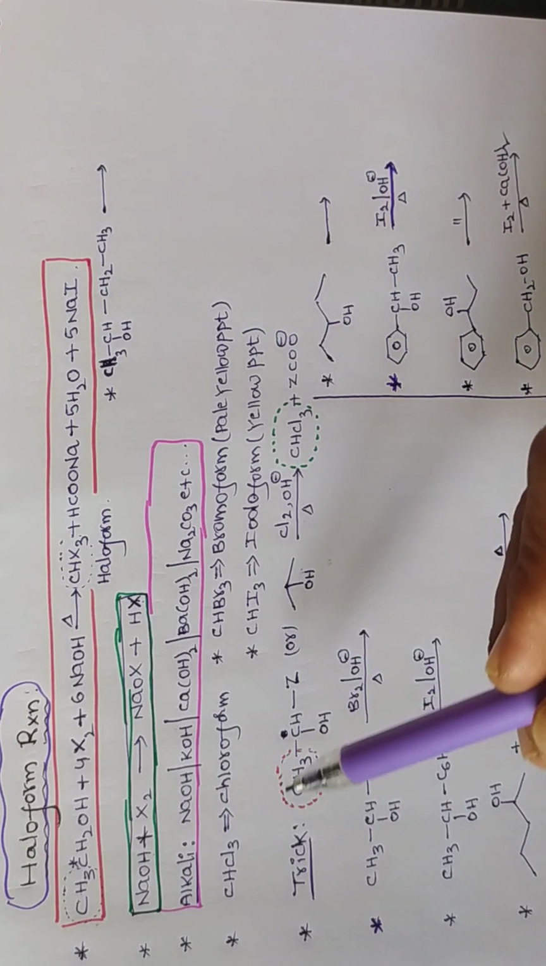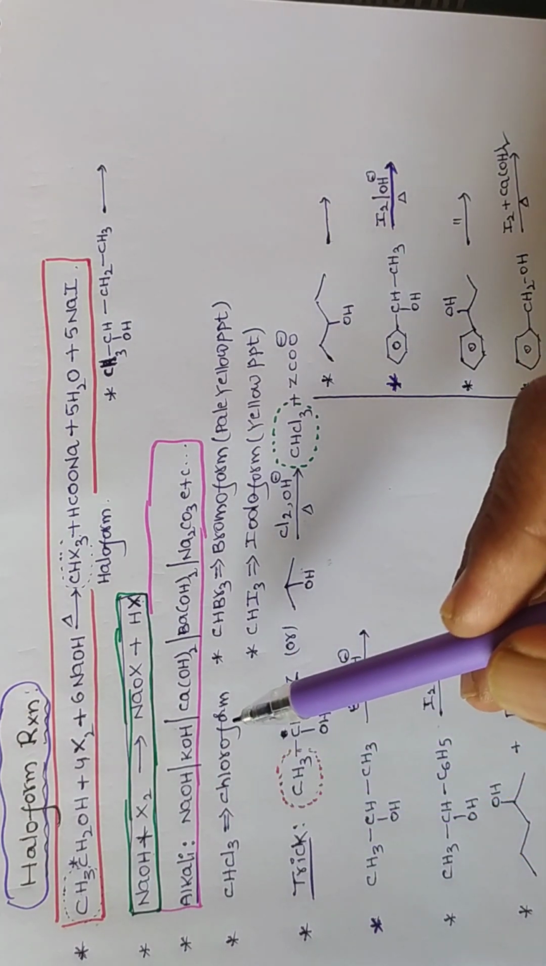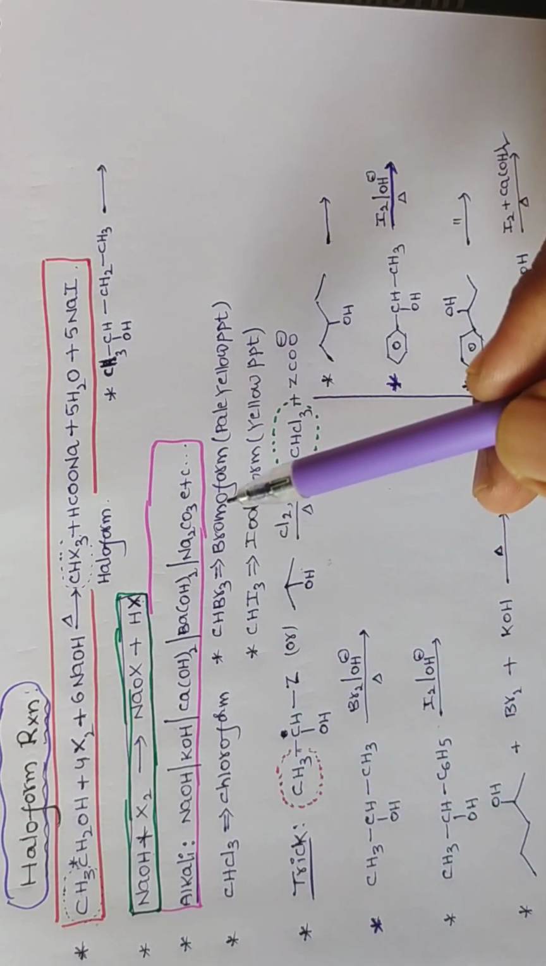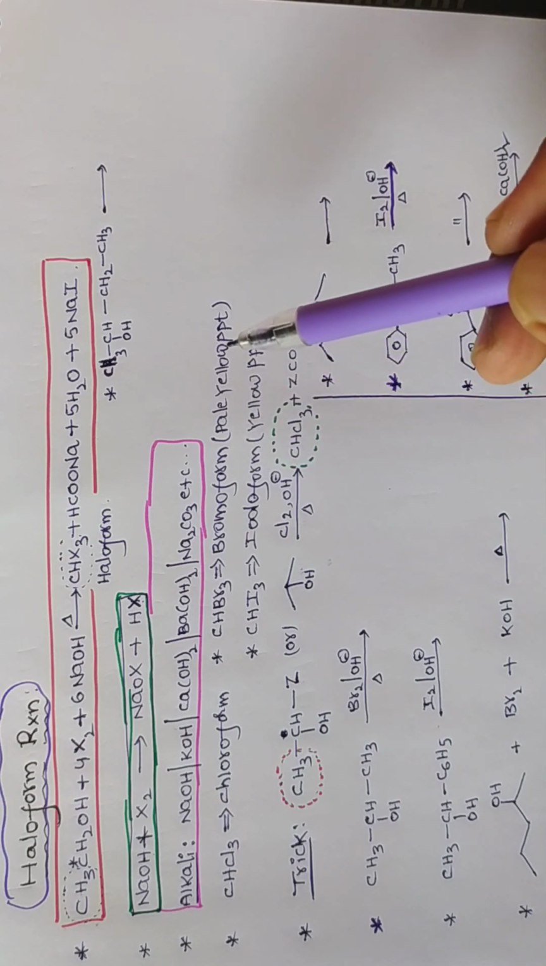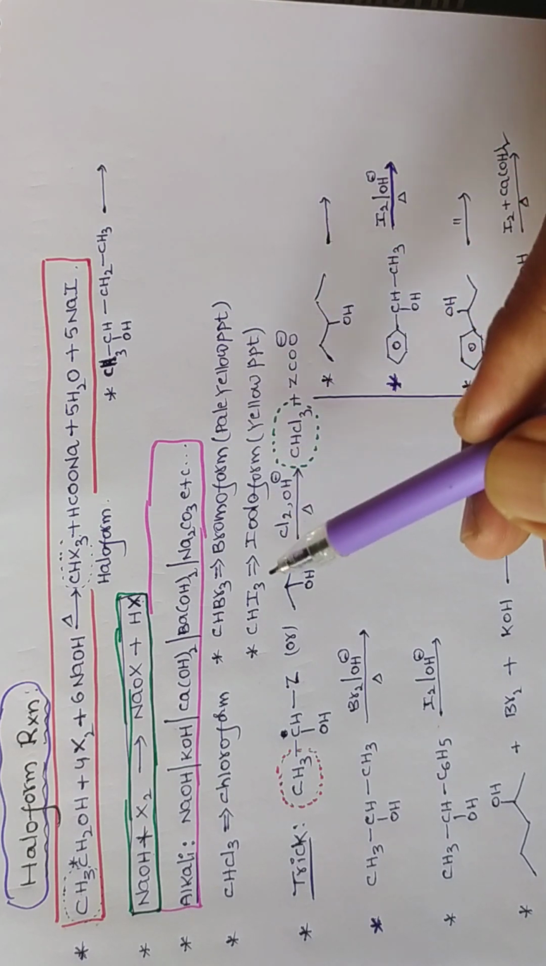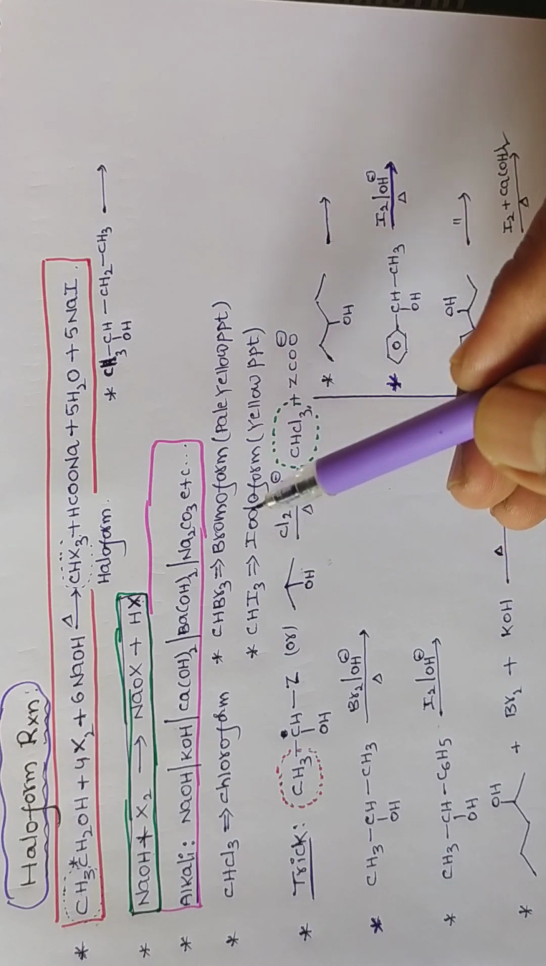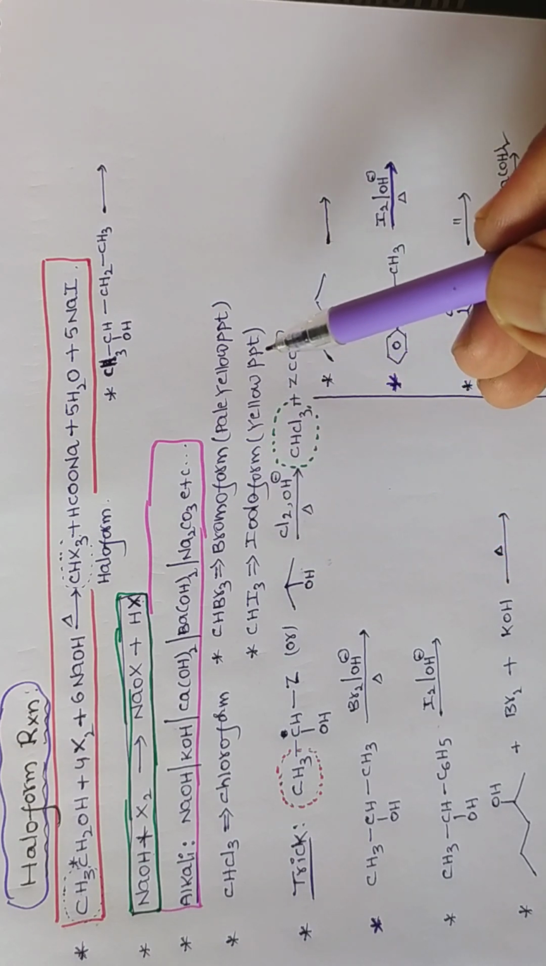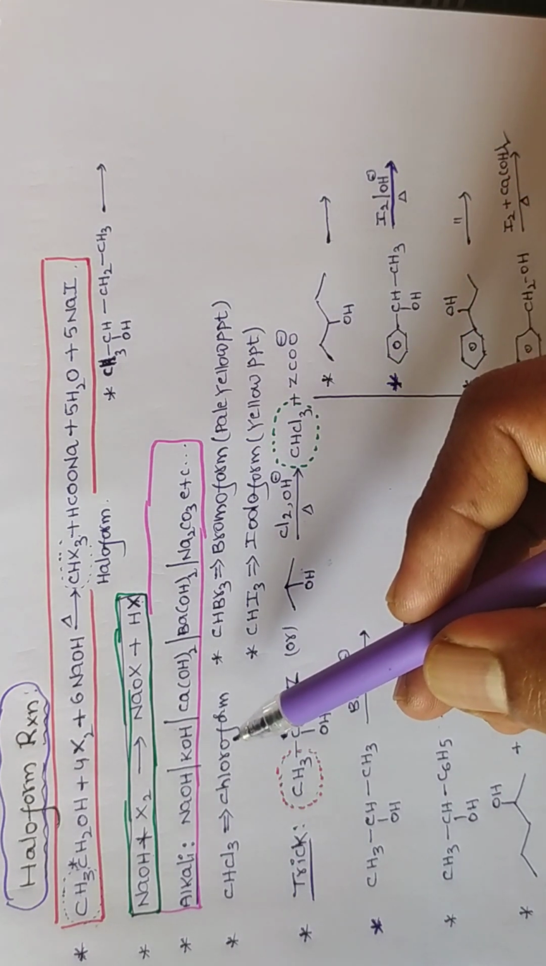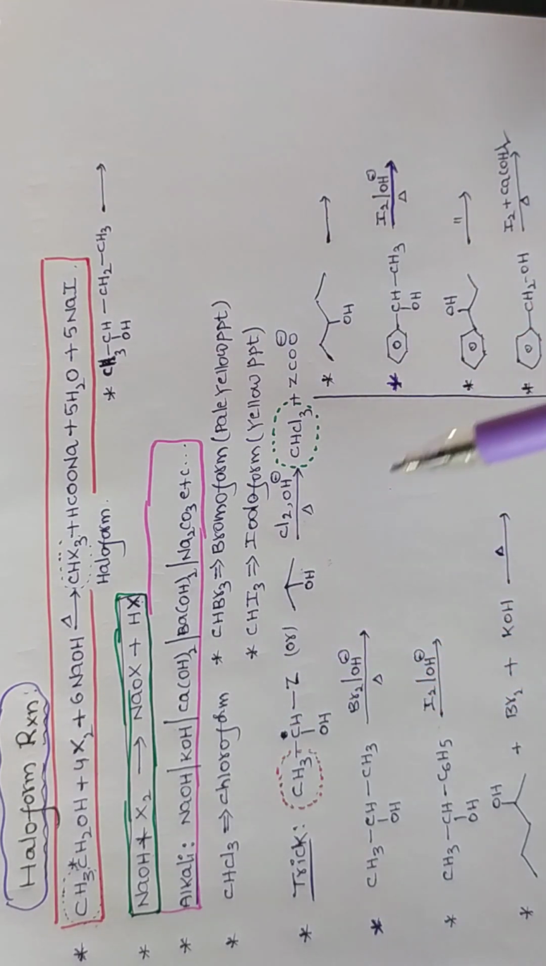Next, what will happen? CHCl3 means chloroform, CHBr3 means bromoform. Generally, bromoform forms a pale yellow precipitate. Now, CHI3 is called iodoform, which is a yellow precipitate. Chloroform is a white precipitate.